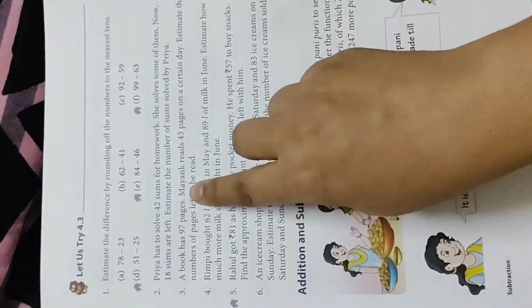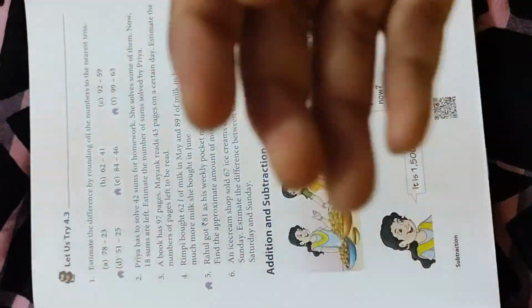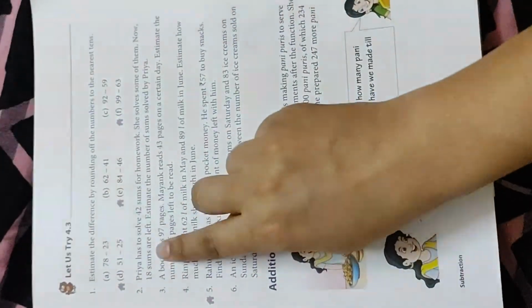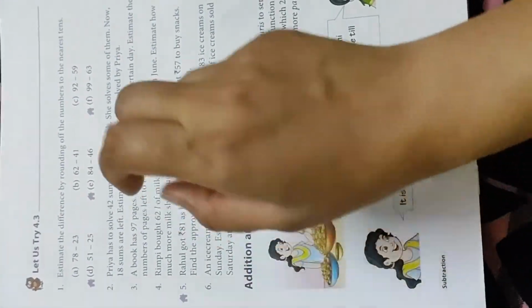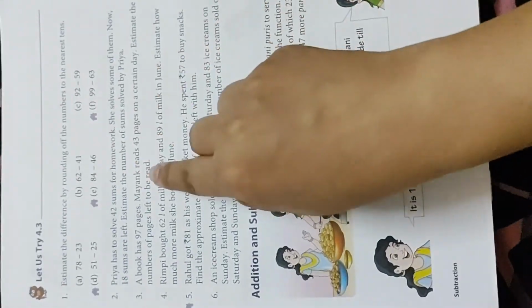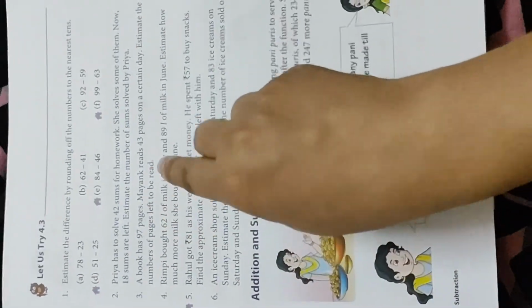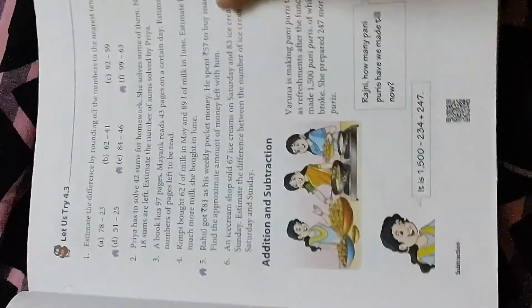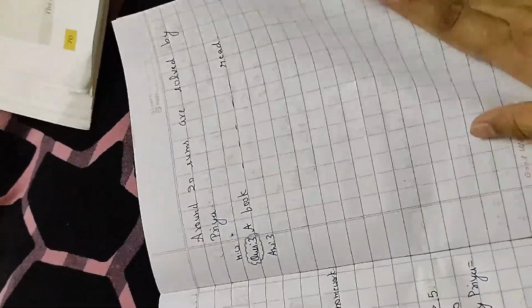Okay, so the second question that you have. A book has 97 pages. Why are we using the word around? Because we are doing estimation. You can write approximate also. So the total number of pages is 97. Mayank read 43 pages. Estimate the number of pages left. Firstly you have to do the estimation here, then you have to subtract, and then you will write the number of pages around how many are left.